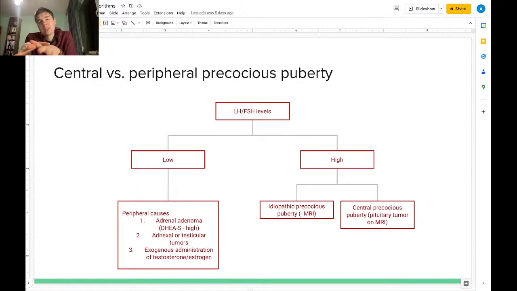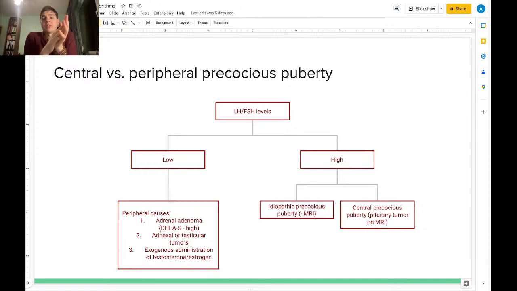On the other arm of the algorithm, we think of the cases when the LH and FSH levels are high. This happens with central precocious puberty, when we can have a pituitary tumor that secretes LH and FSH, or a hypothalamic tumor that secretes GnRH. Nevertheless, the other possibility is idiopathic precocious puberty. In the case of idiopathic precocious puberty, the MRI is negative, as in our case.